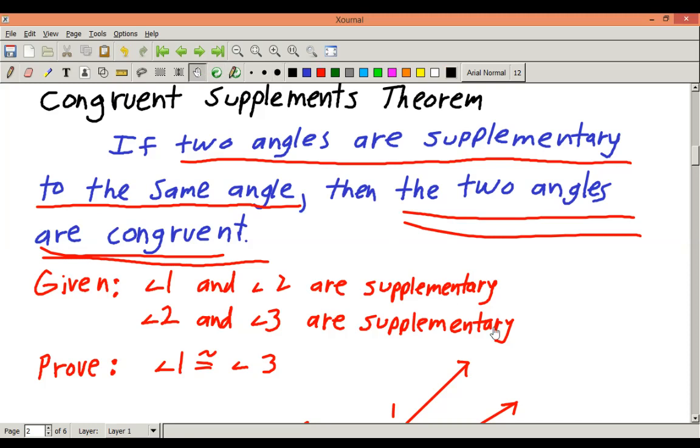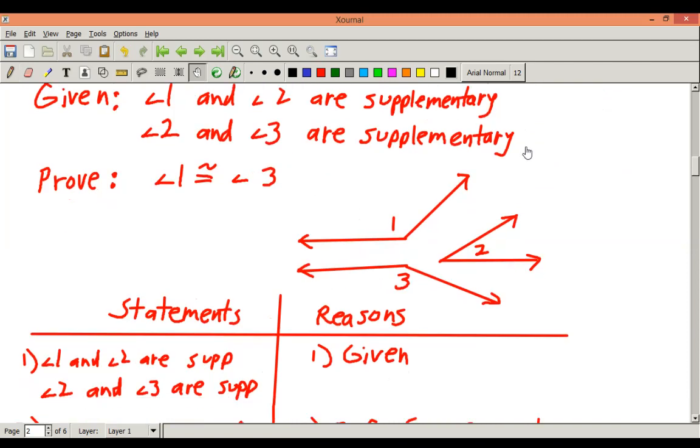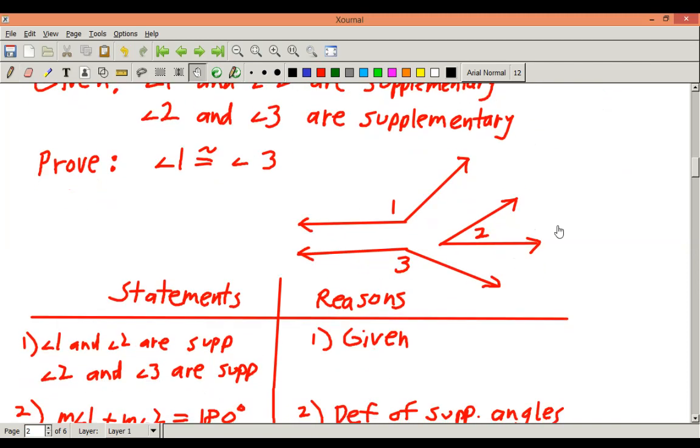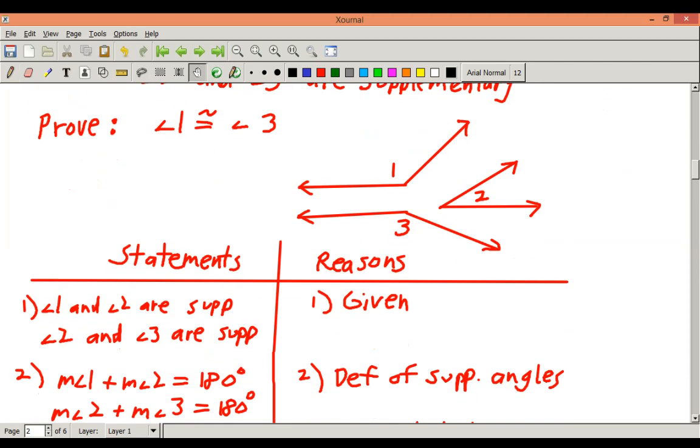Okay, so here's our first formal two-column proof. So in a two-column proof, you have two columns, all right? A statements column and a reason column. And we mentioned before that every statement has to have a reason. If you got 5 statements, you must have 5 reasons. Every statement must have a reason. So your first statement is always going to be what you're given.